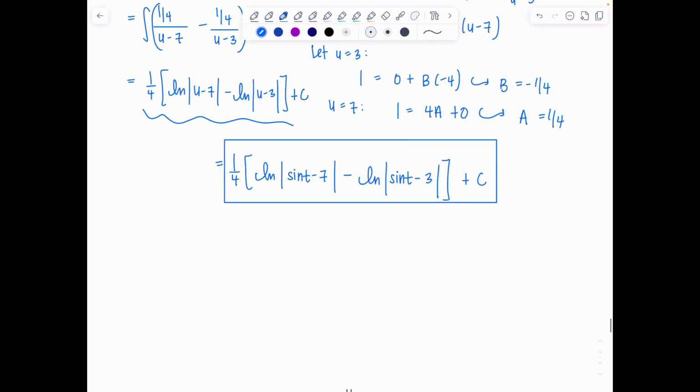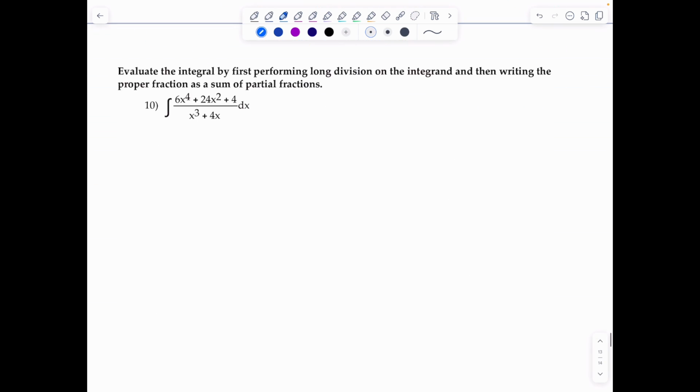Last problem. Evaluate the integral by first performing long division on the integrand and then writing the proper fraction as a sum of partial fractions. So I gave them the hint because remember, it's not time to do partial fractions unless the denominator is bottom heavy, meaning it has a higher degree than the numerator. So in the situation when it's not, then you do long division first. I just wanted to remind them.